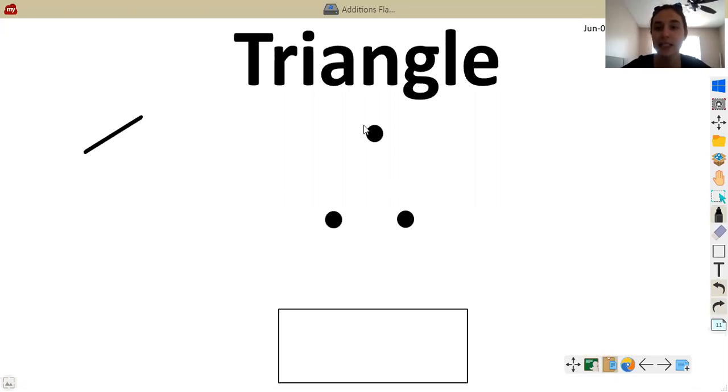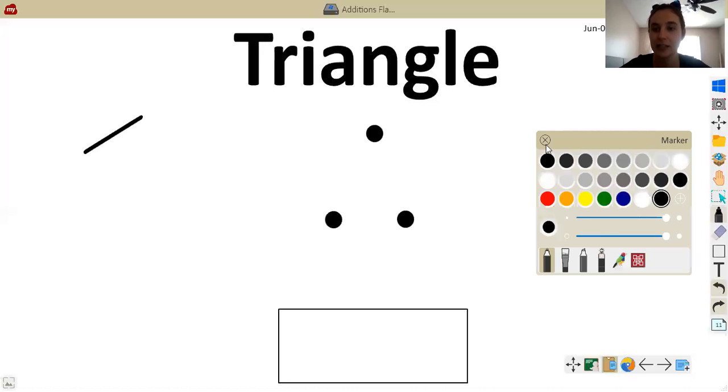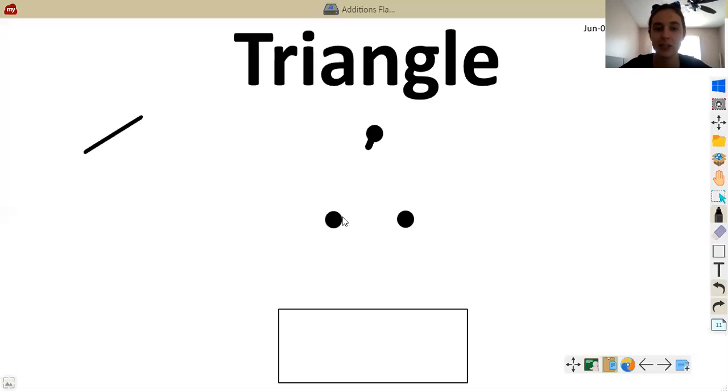So now that I put my dots down, I can go on to my second step. So my second step is putting the lines or connecting the dots to each other. I'm going to go ahead and draw. I'm going to make it a little bit skinnier. I connect these 2, and then I connect these 2 dots, and then I connect these 2 dots.